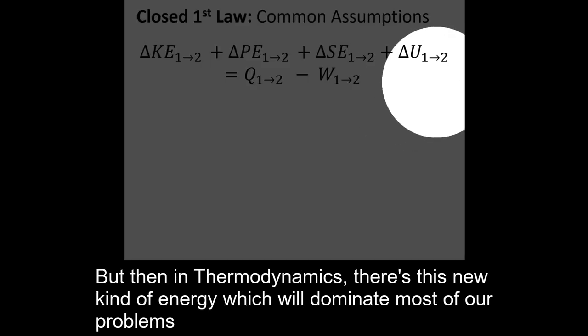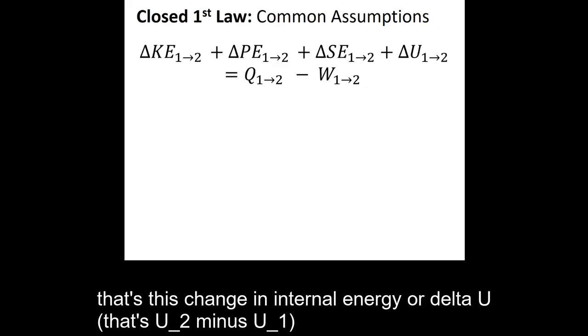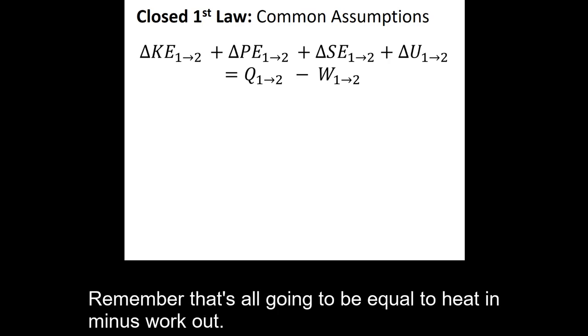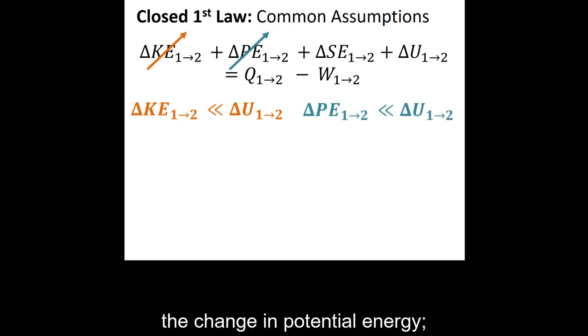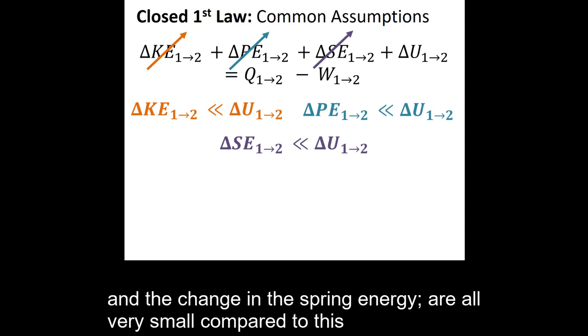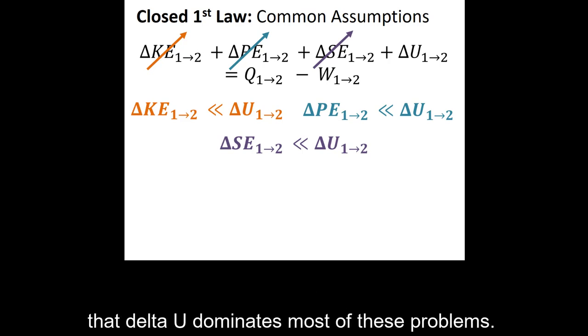But then in thermodynamics, there's this new kind of energy, which will dominate most of our problems. That's this change in internal energy, or delta U. That's U2 minus U1. And remember, that's all going to be equal to heat in minus work out. So in a lot of thermodynamics problems, we'll make the assumptions that the change in kinetic energy, the change in potential energy, and the change in the spring energy are all very small compared to this delta U term, the change in the internal energy. And that's what I mean when I say that delta U dominates most of these problems.